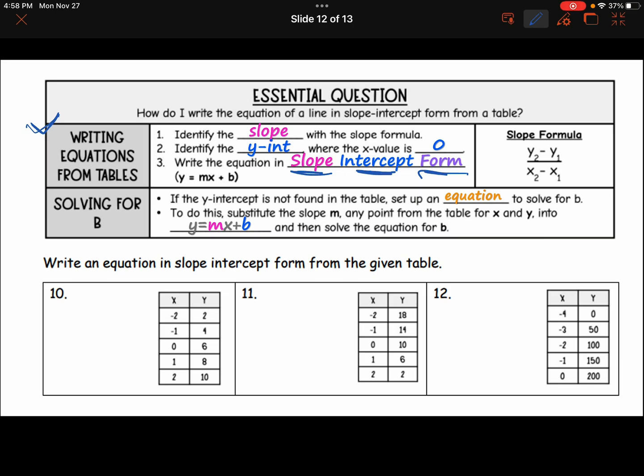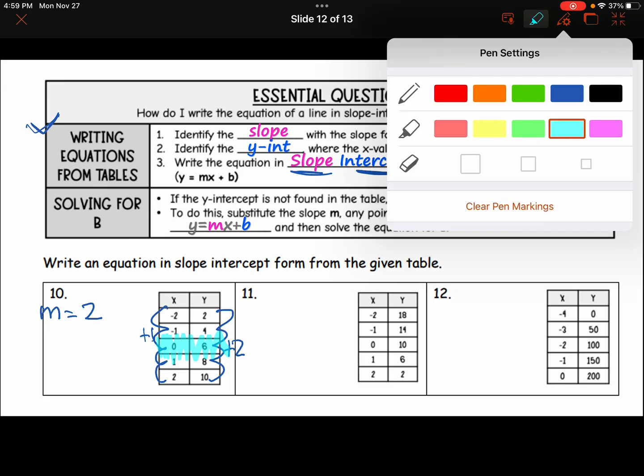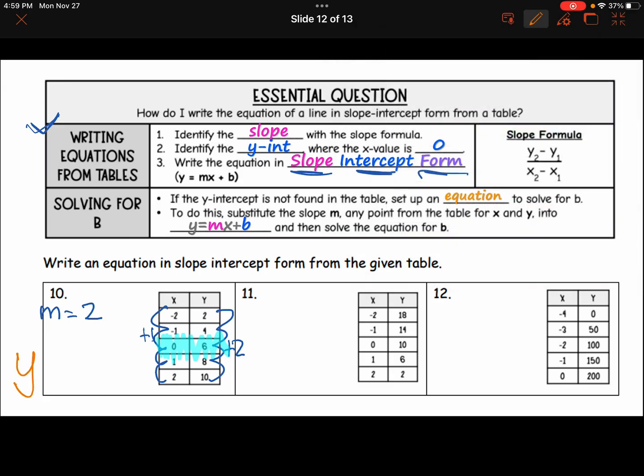So let's look at number 10. First thing I'm going to do is find the slope. Here I'm adding 2, and here I'm adding 1. So that means m is going to be 2. The y-intercept is wherever x is 0. So that's going to be at (0, 6). So my equation using those two things would be y equals 2x plus 6, mx plus b.